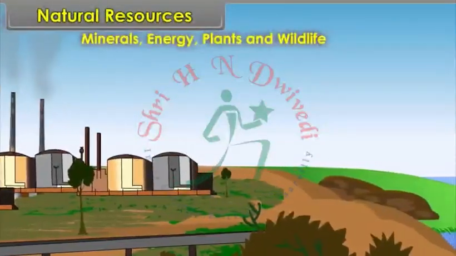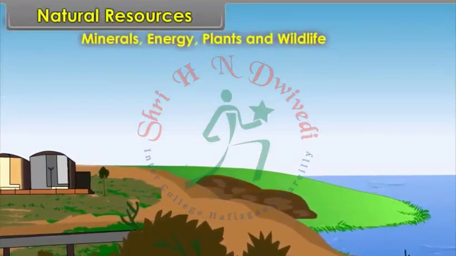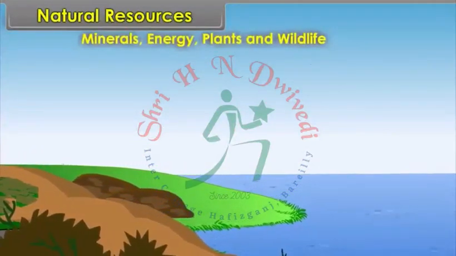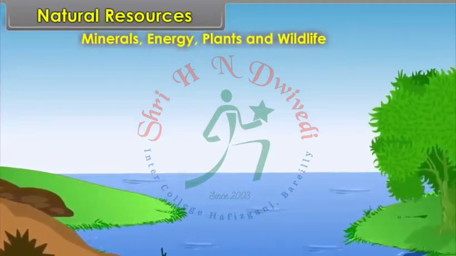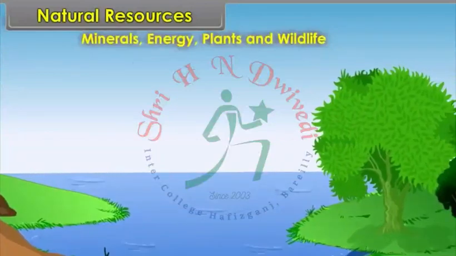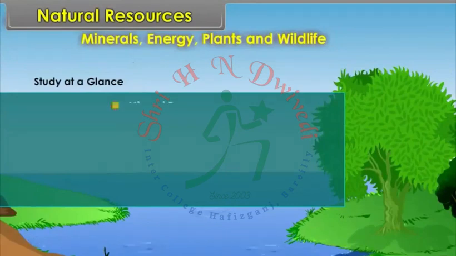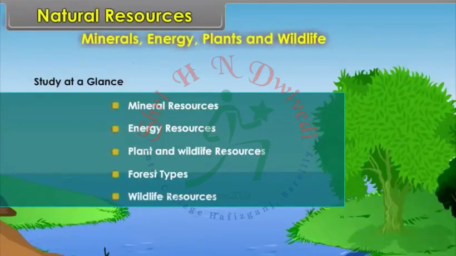The natural growth of all types of plant life is termed as natural vegetation. The vegetation of different parts of the world is affected by the amount of sunlight and the amount of rainfall. Study at a glance: mineral resources, energy resources, plant and wildlife resources, forest types, and wildlife resources.